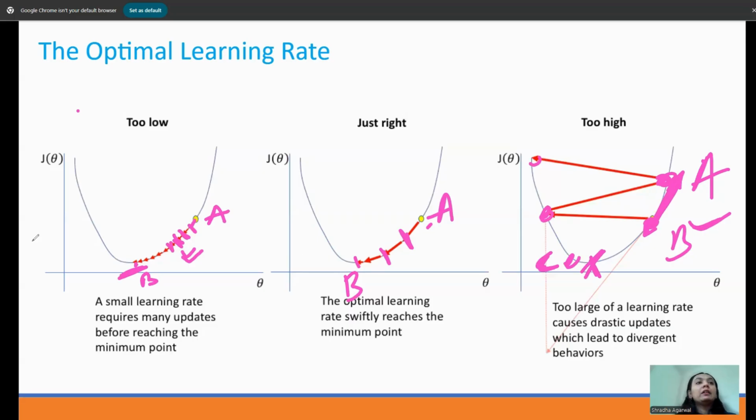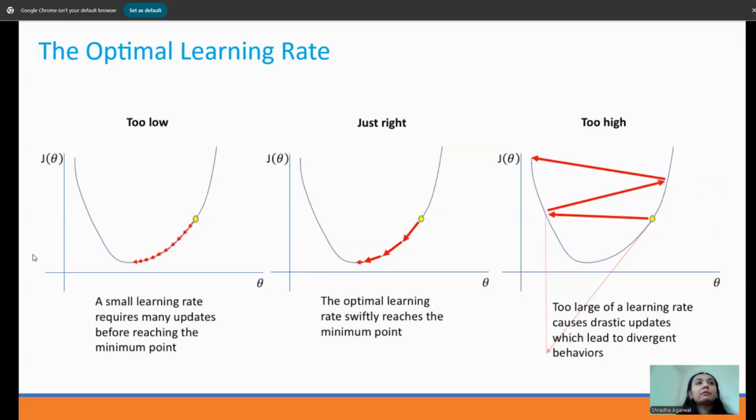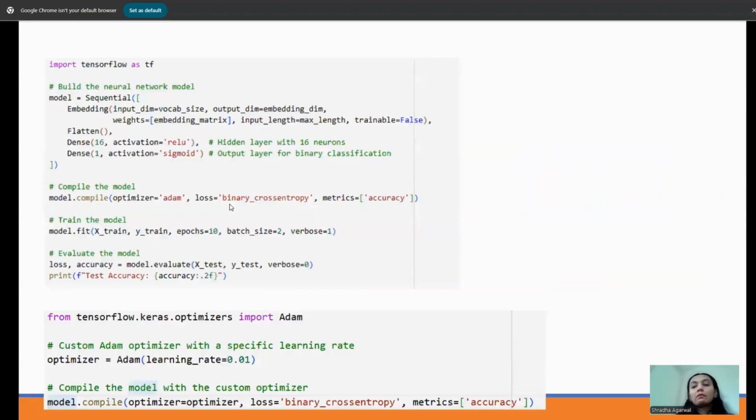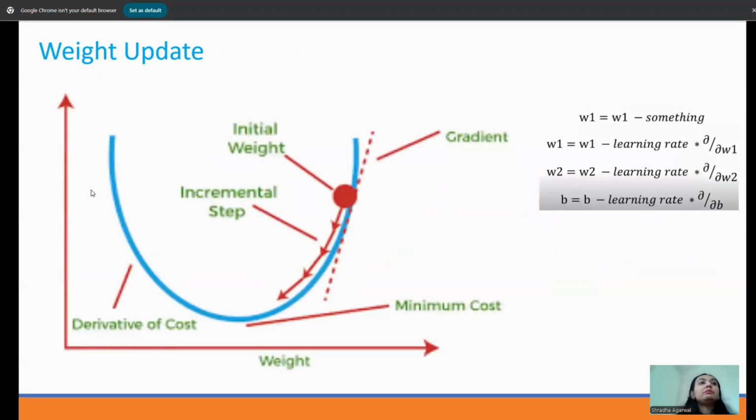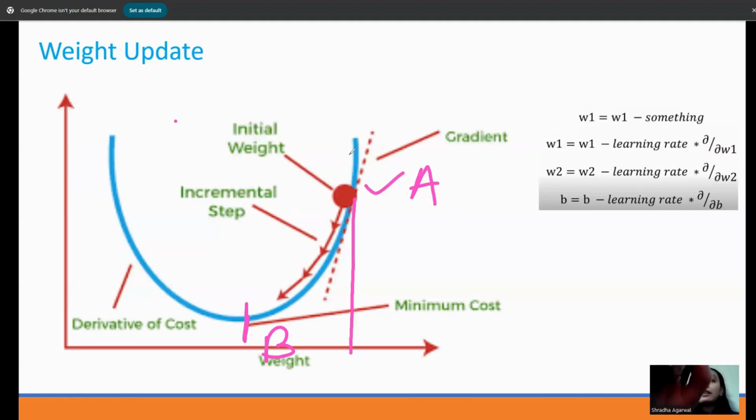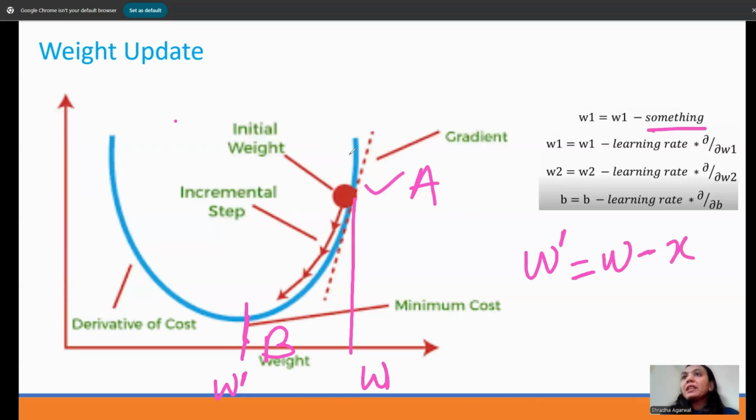Now going back to the previous slide, so here we started with point A, we want to go to point B. We are going from A to B, this was your W, and we are going to W dash. So W dash is equal to W minus X, which is minus something.